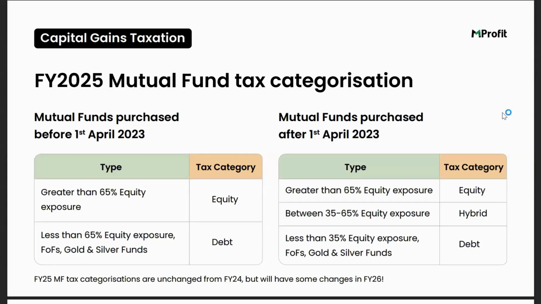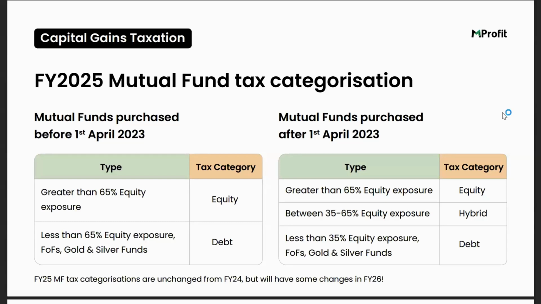If you have purchased the mutual fund post 1st of April 2023, and the exposure to equity stocks is greater than 65%, the tax category will be that of an equity mutual fund. If the exposure to equity listed stocks is anywhere between 35 to 65% of the total investments of the mutual fund, it will be categorized as a hybrid mutual fund.